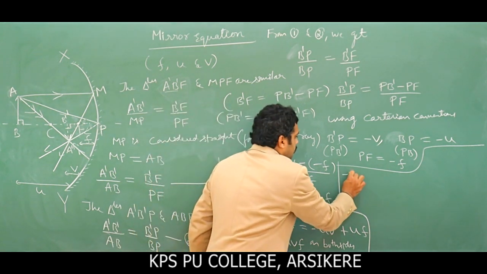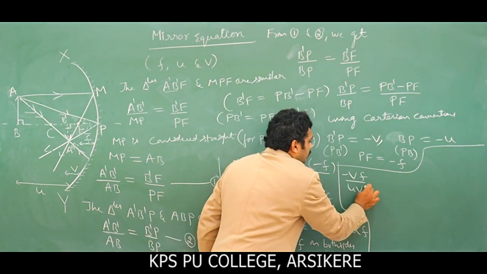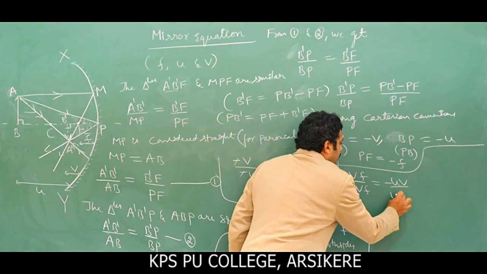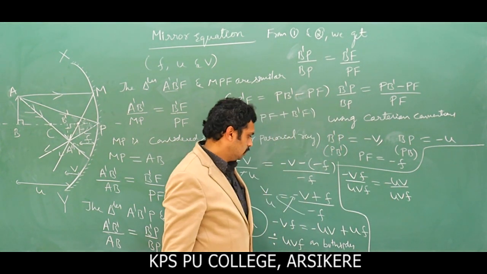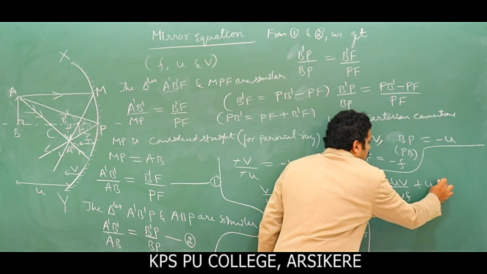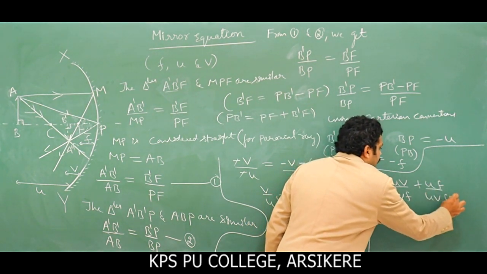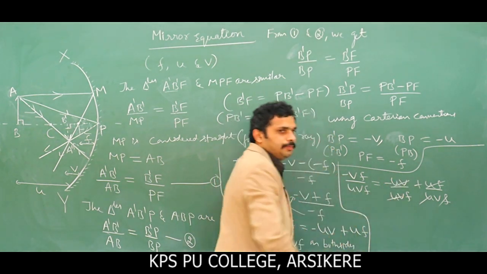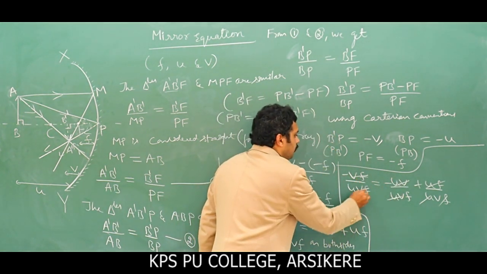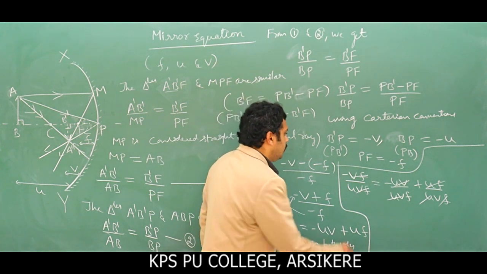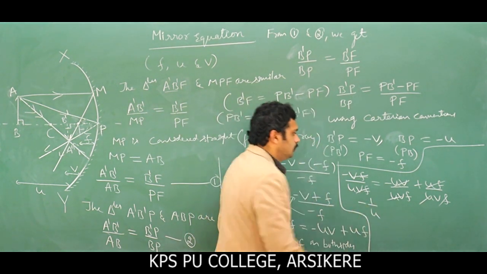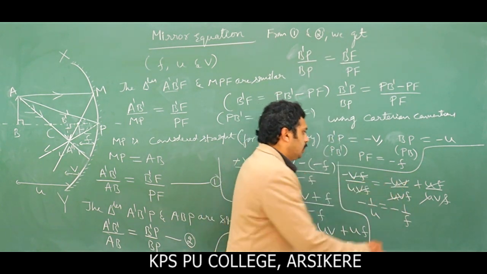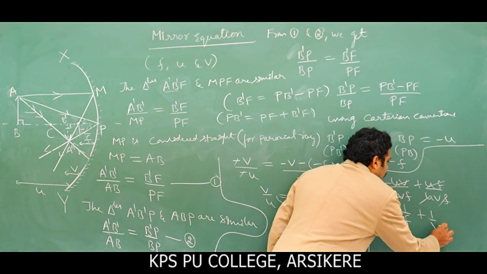Minus VF divided by UVF is equal to minus UV divided by UVF plus UF divided by UVF. UF cancels. UV cancels. VF cancels. The remaining here is minus 1 by U. Here the remaining is minus 1 by F. Here the remaining is 1 by V.